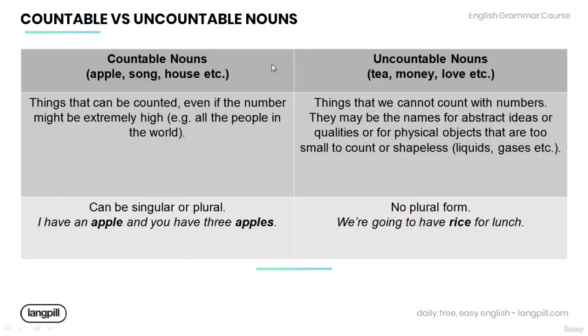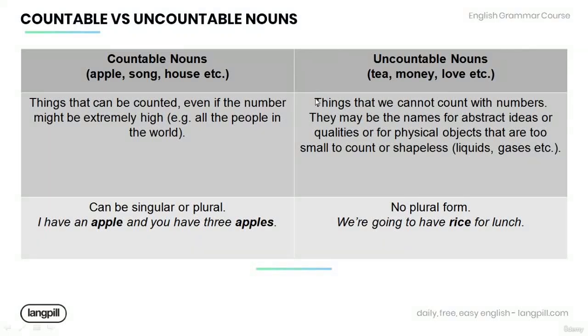Now let's have a look at the difference between countable nouns and uncountable nouns. Now, countable nouns are things that can be counted, even if the number might be extremely high. For example, all the people in the world. Other examples are apple, song, house, etc.